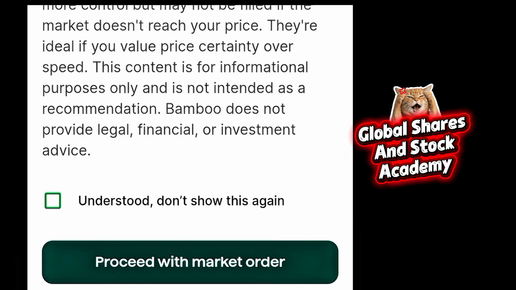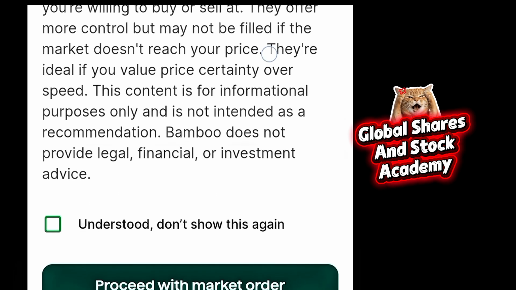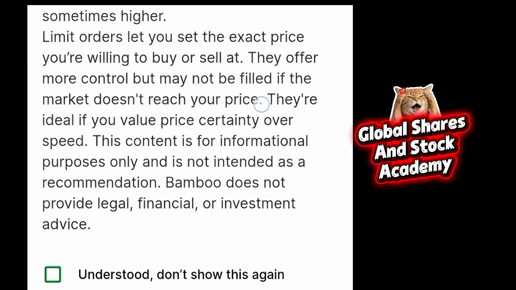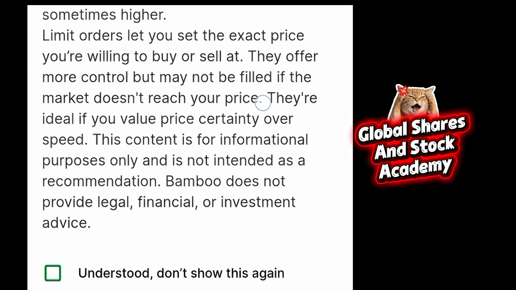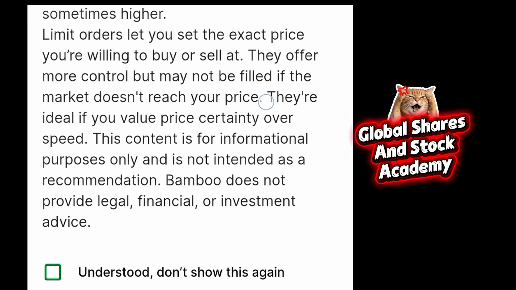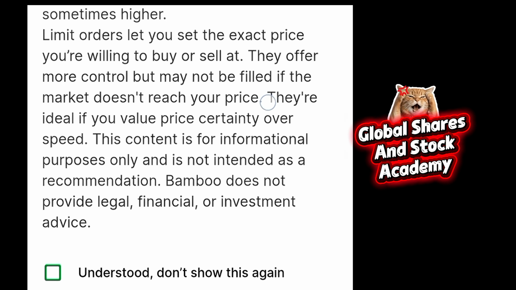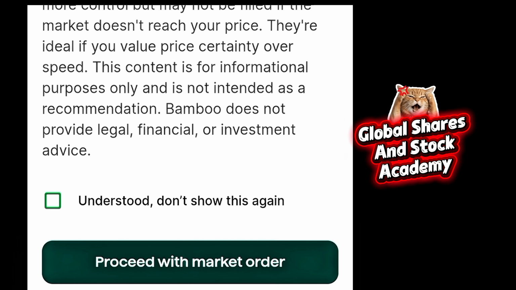Exchanges aim to execute market orders quickly at the best available price. However, in fast-moving or less liquid markets, the final price may differ from what you saw when placing the order, sometimes higher. Limit orders let you set the exact price you are willing to buy or sell at. They offer more control but may not be filled if the market doesn't reach your price. They are ideal if you value price certainty over speed.